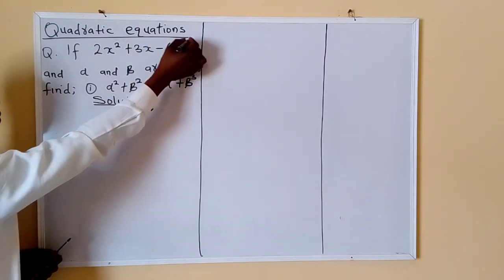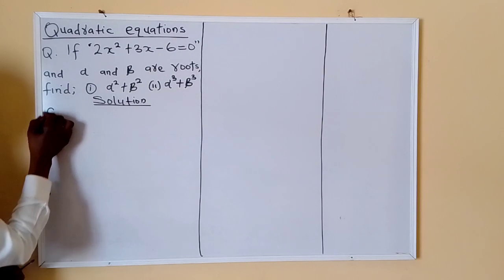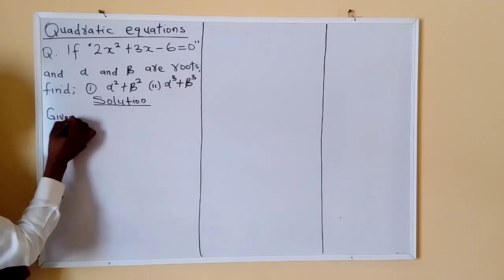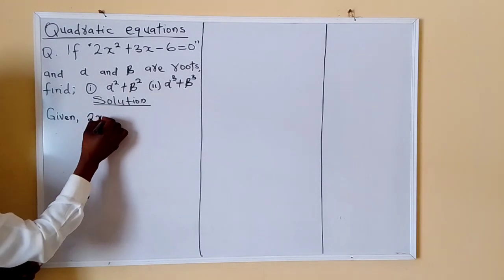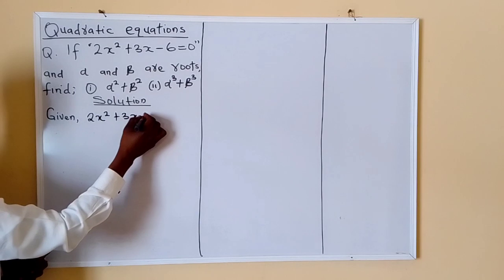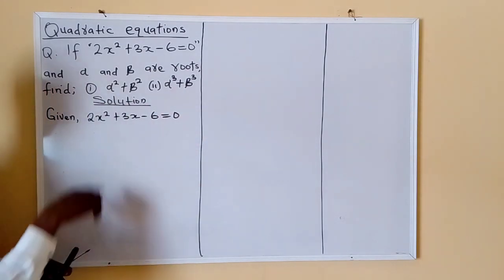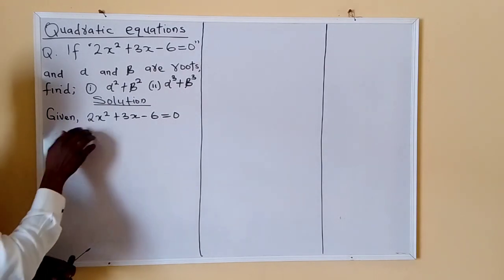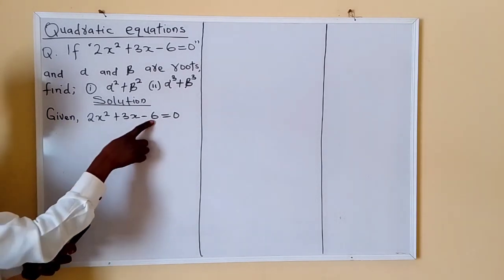Write out the equation. So given is the equation 2x squared plus 3x minus 6 equal to 0. We are going to locate our first term, second term, and third term.